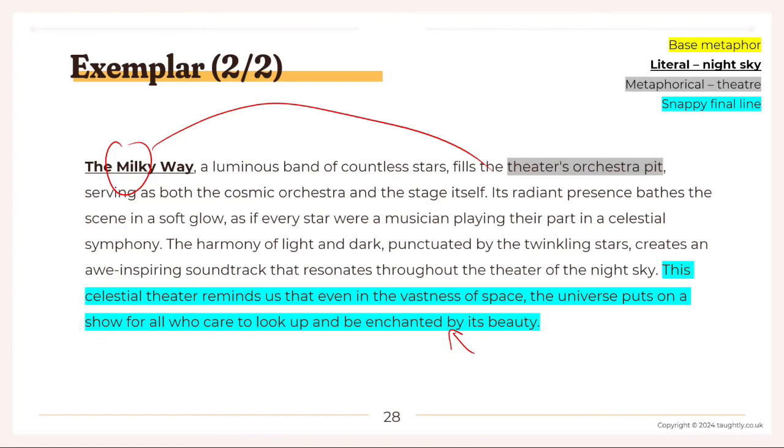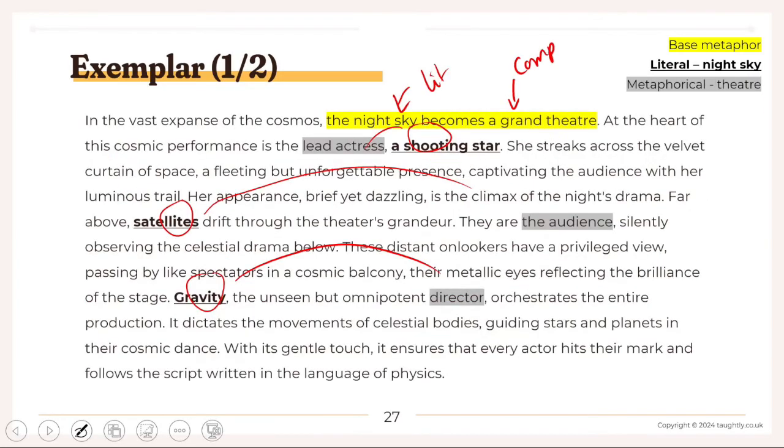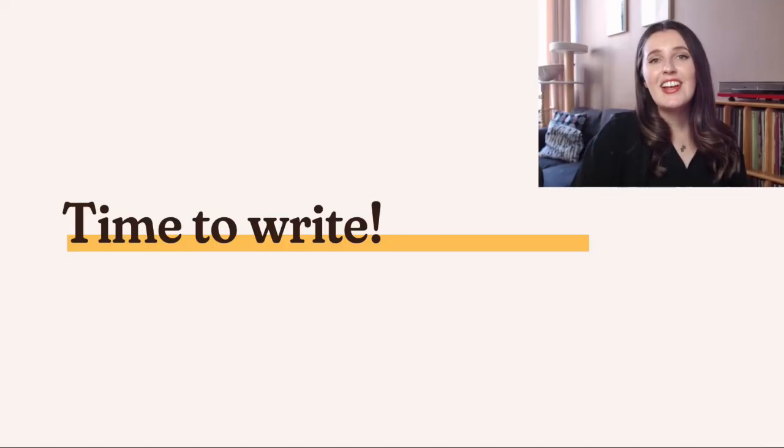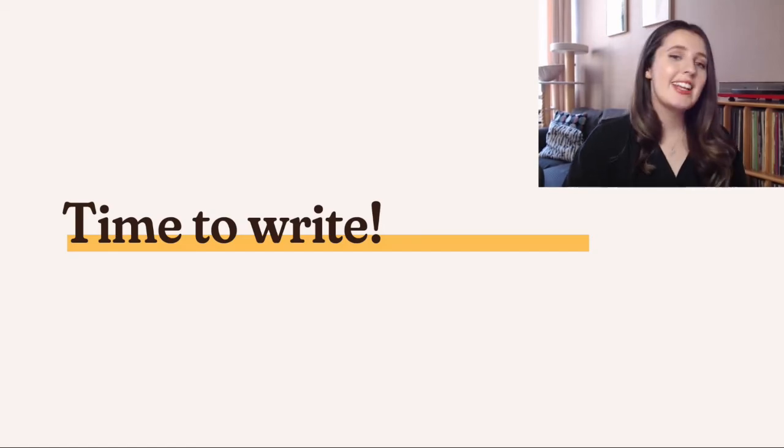Also notice all of the theatre and space vocabulary that I'm using, right? So I've got cosmic, I've got orchestra, I've got musician, I've got twinkling stars, I've got soundtrack. I've also got, if I go to the previous page, physics, I've got script, I've got cosmic dance, I've got production, I've got stage, I've got celestial drama, right? So the whole way through I'm using vocabulary related to both aspects to really bring it to life for my reader. Now it is time for you to have a go at writing your own extended metaphor.